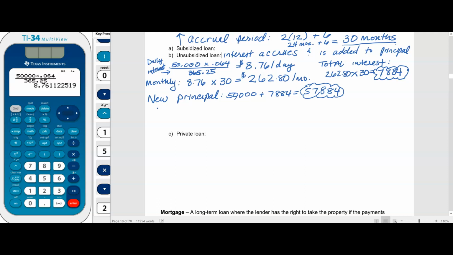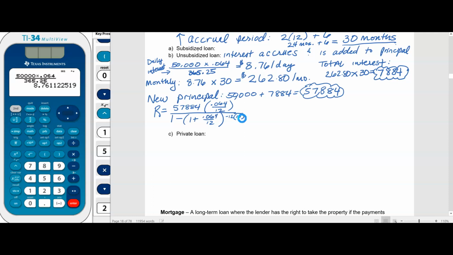So I'm going to write down my student loan monthly payment formula. And so I'm going to take the principal, which is now $57,884, times the rate 0.064 divided by 12, all divided by 1 minus 1 plus 0.064 divided by 12, raised to the negative 12 times the time.